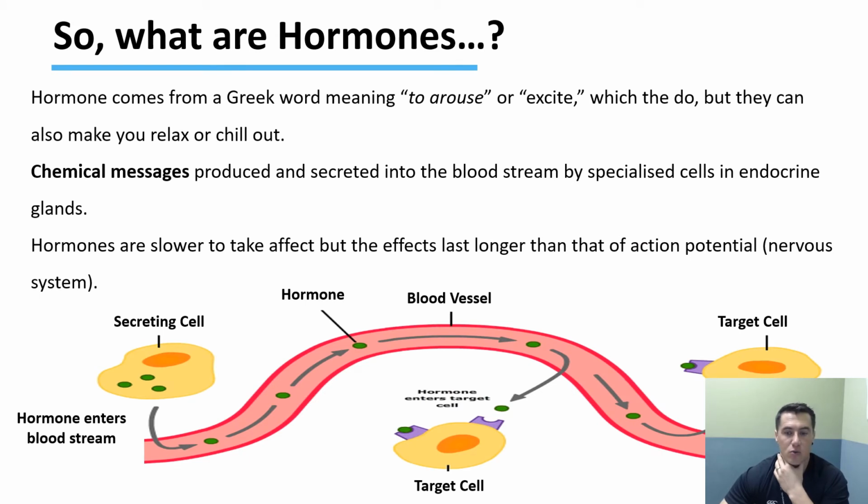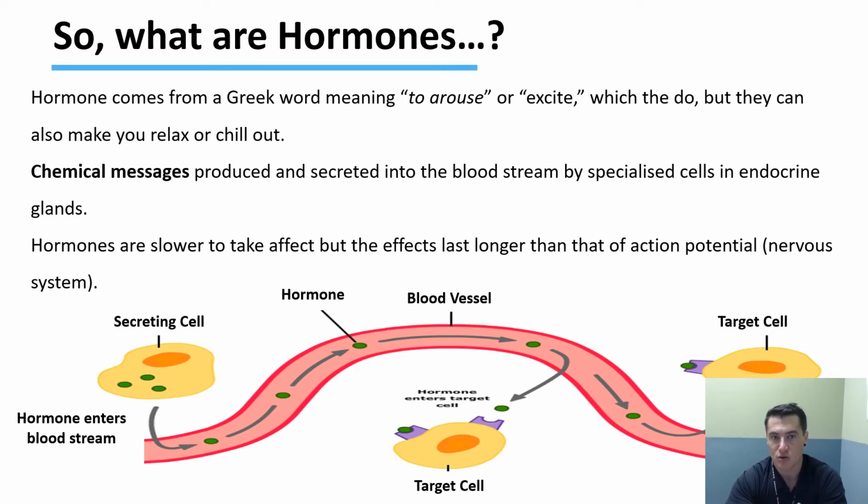So let's look at what hormones are. The word comes from the Greek meaning to arouse or to excite, which they do, but they can also make you relax or chill out. So they trigger target organs to either increase or decrease function. They are chemical messages produced and secreted into the bloodstream.